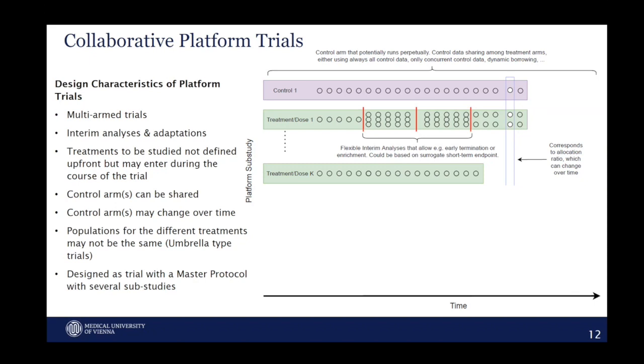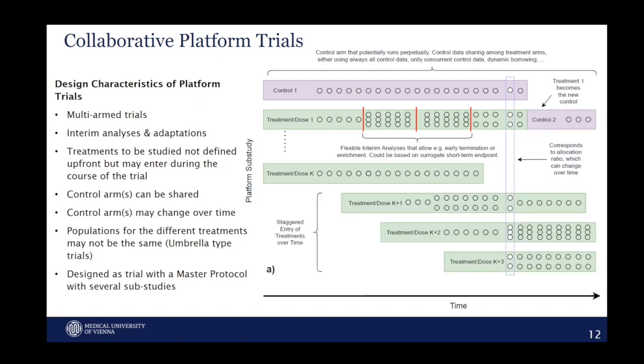And this is the main contrast to multi-armed clinical trials. You might add later on additional new treatment arms with new treatments when they become available. So in the beginning, you don't know whether one additional, two additional, or even 10, 20 more treatments might enter the platform trial. And as platform trials are running for a very, very long time, there might be even a change in the control arm over time.